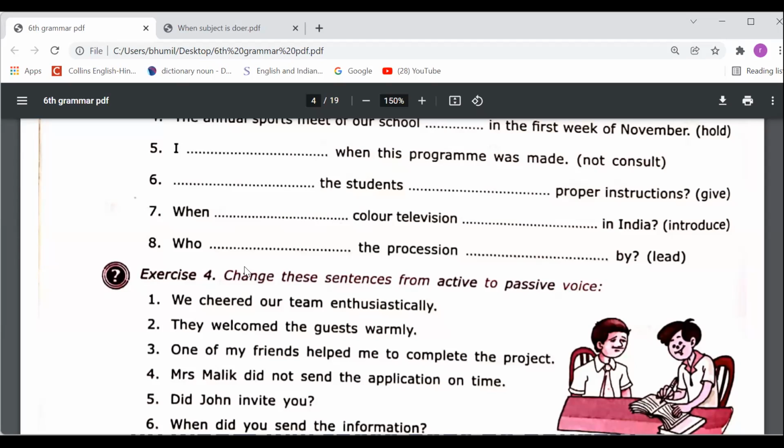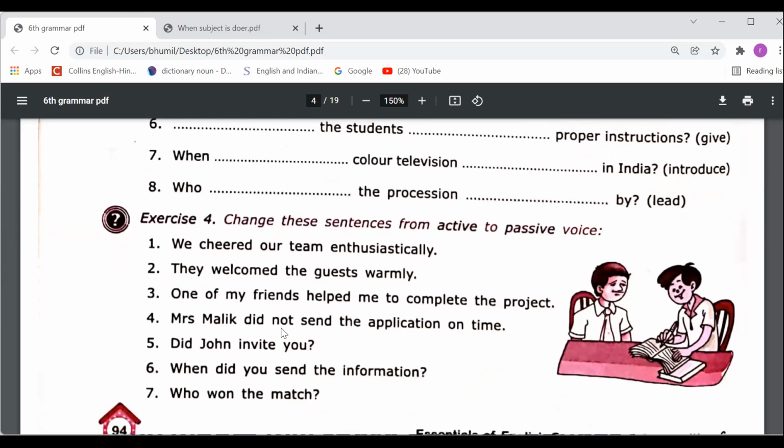Next sentence, they welcome the guests warmly. So we can say this sentence, the guests were welcomed warmly by them. Right? Next sentence, sentence number three. Two sentences are enough for you. The rest of the sentences you should do by yourself, and if you get any confusion regarding these sentences, we will discuss in our next class. So in this way, you have to do this exercise. Exercise number four you have to do.